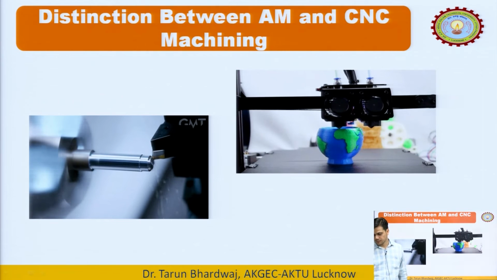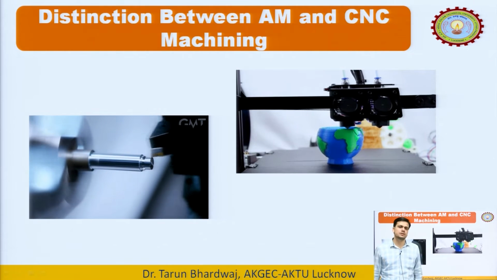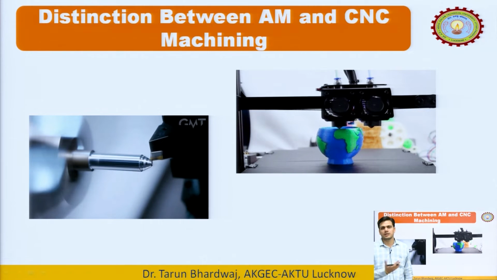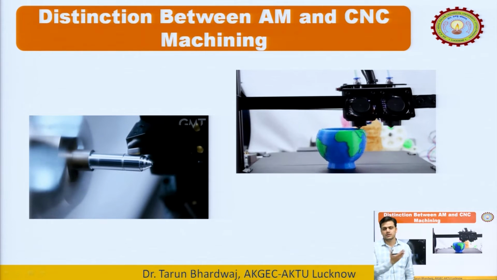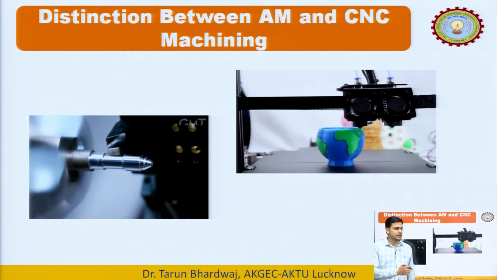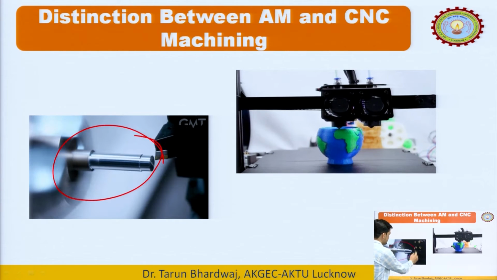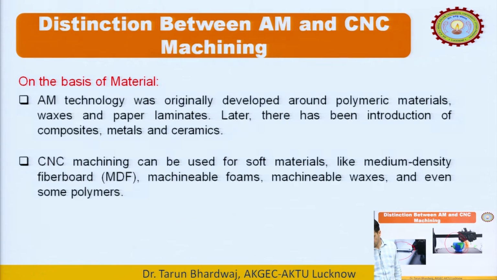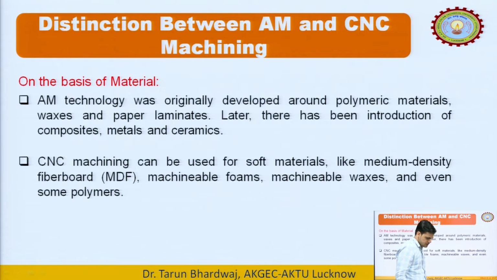So, this shows you the whole picture of how additive manufacturing is different from CNC machining. Now, you can also see in these videos how the CNC and additive manufacturing work. On the left side you can see the CNC machining and this is the additive manufacturing. Okay. Now, we will see how they are different on different bases.